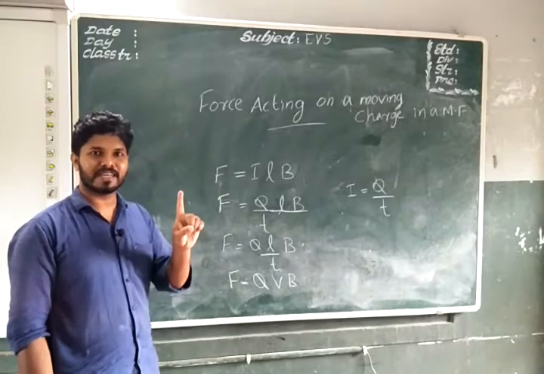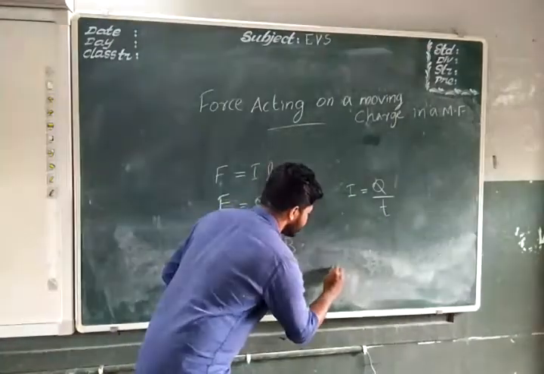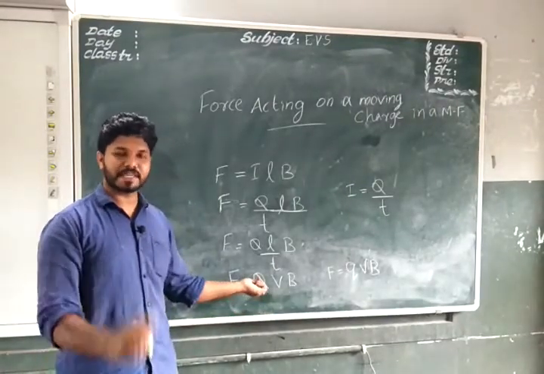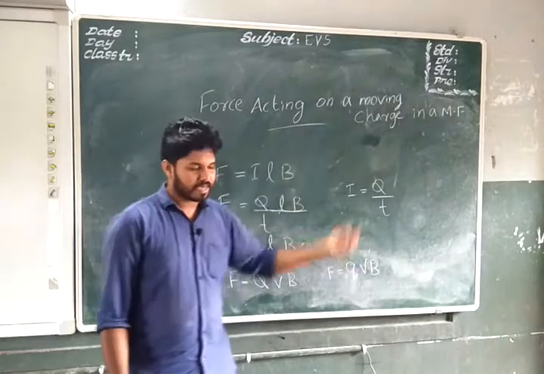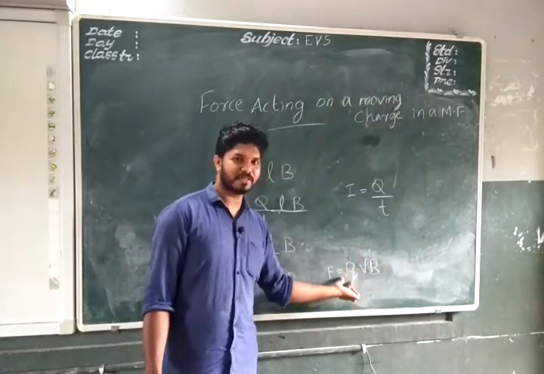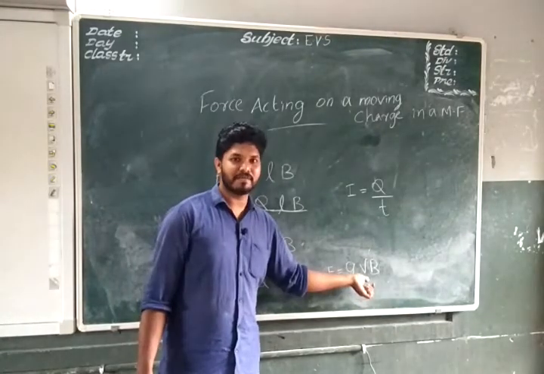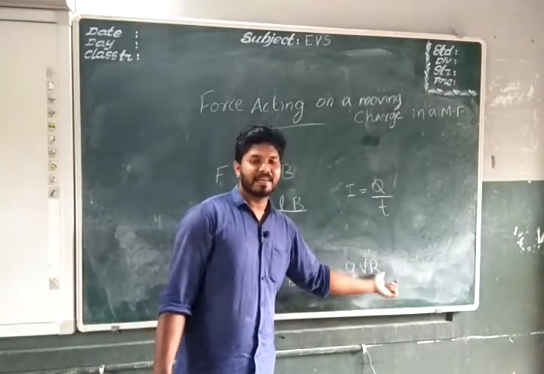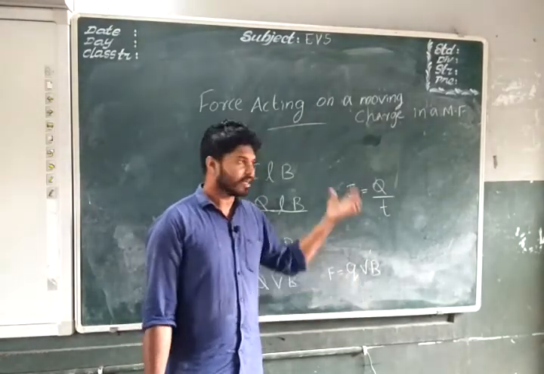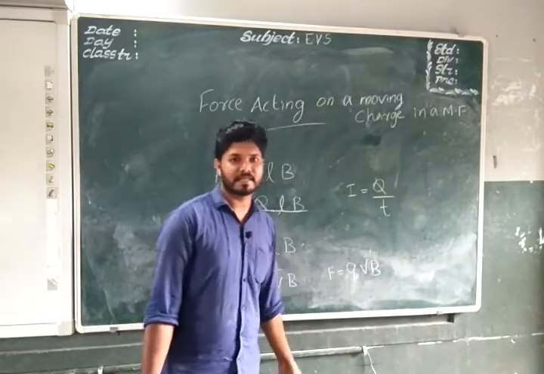As we are considering one charge only, we can write this Q as small letter q. F equal to q into V B. Why do we write so? This is the generalized equation for a single moving charge. As we are considering a moving charge only, we can write the equation F equal to qVB, where q is the charge of a single electron or charge of whatever body present there. V is the velocity with which it is moving in the conductor, and B is the magnetic field present there. Hope it is clear. F is the force, q is the charge of the individual particle, V is the velocity of the moving charge, and B is the magnitude of the magnetic field present there.